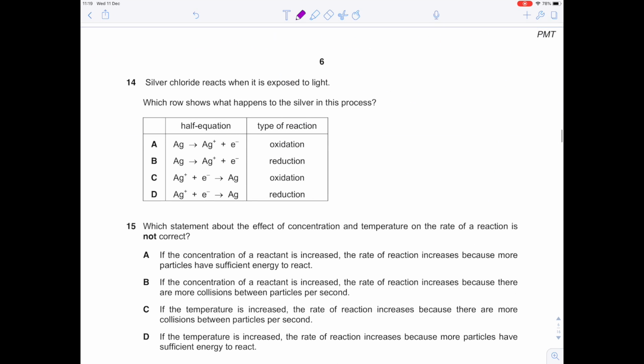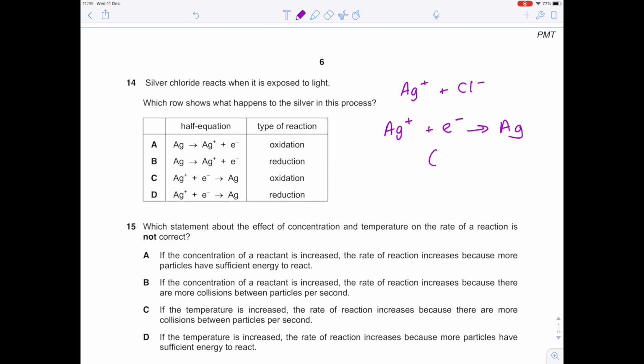Silver chloride reacts when it's exposed to light. Which row shows what happens to the silver in this process? Well, silver chloride is made up of silver ions and chloride ions, which is why we need to have silver on the left-hand side of our equation. We're adding electrons to it. Remember, OIL RIG, oxidation is loss of electrons, reduction is gain of electrons. We've gained electrons, so reduction has taken place. Which row matches up with what I've just written? Well, that's D.